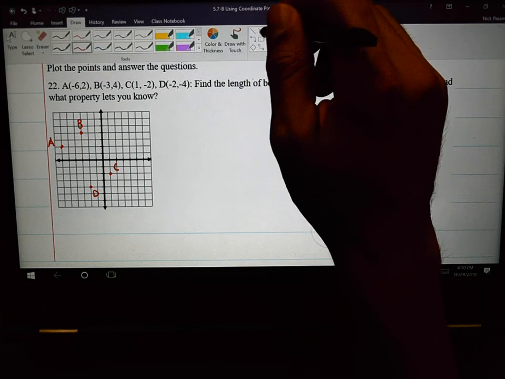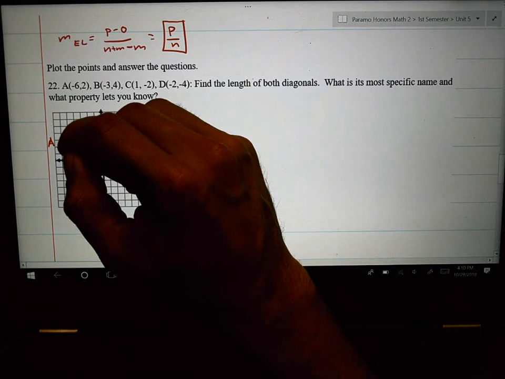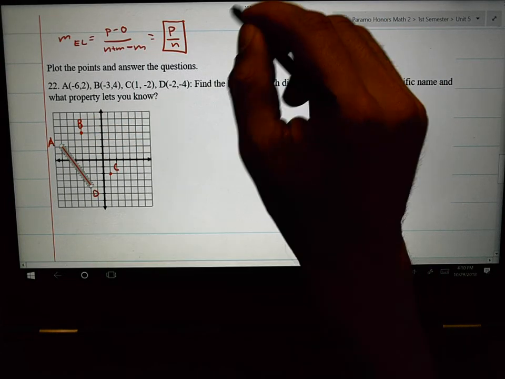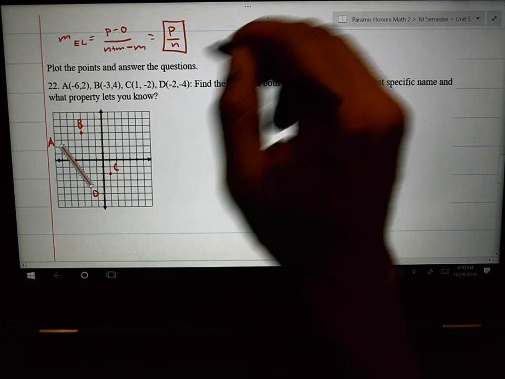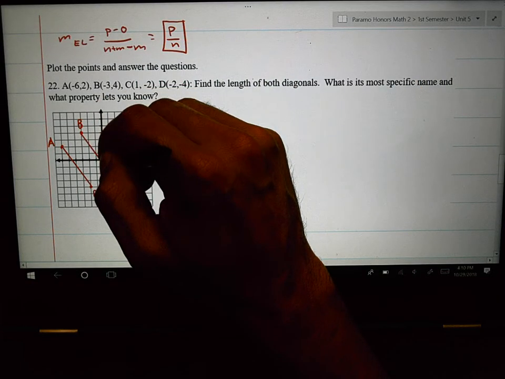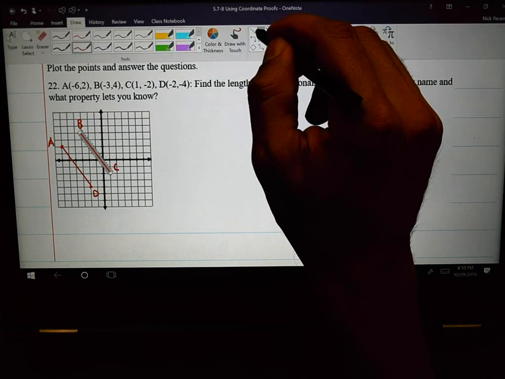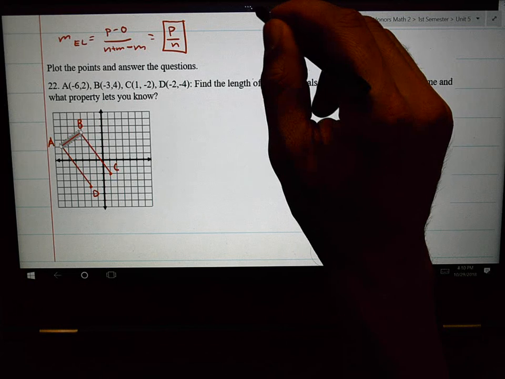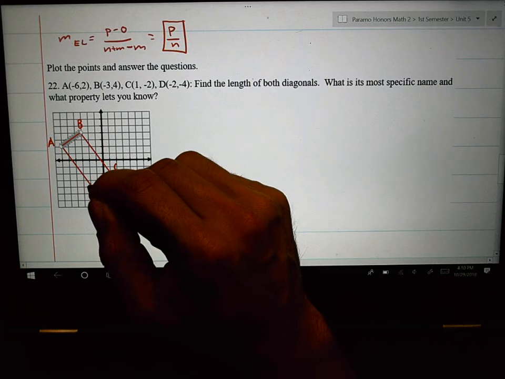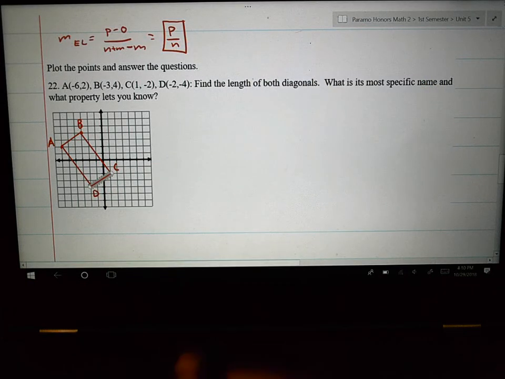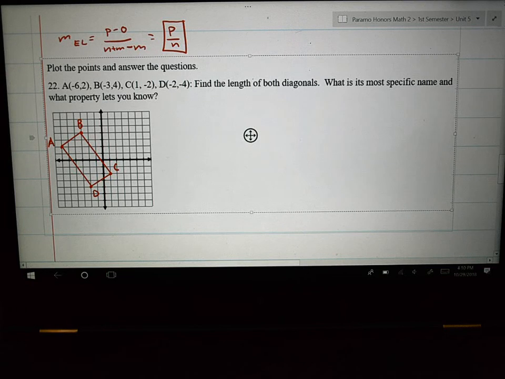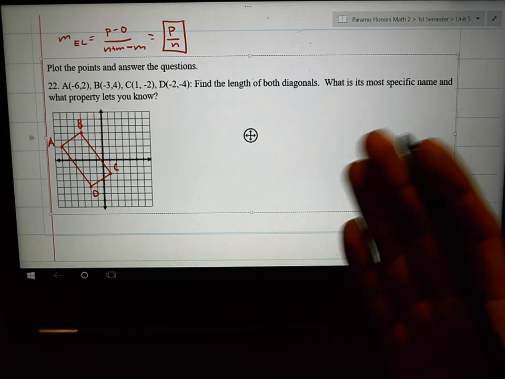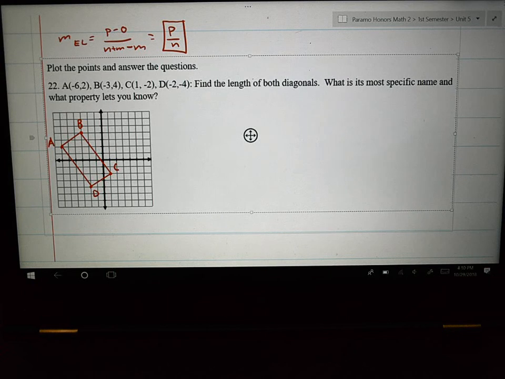Let me take my tool here. Grab another one of those. And one last one. It looks, I can't quite tell, it could be a trapezoid, it could be a parallelogram, or it could be a rectangle, not sure.